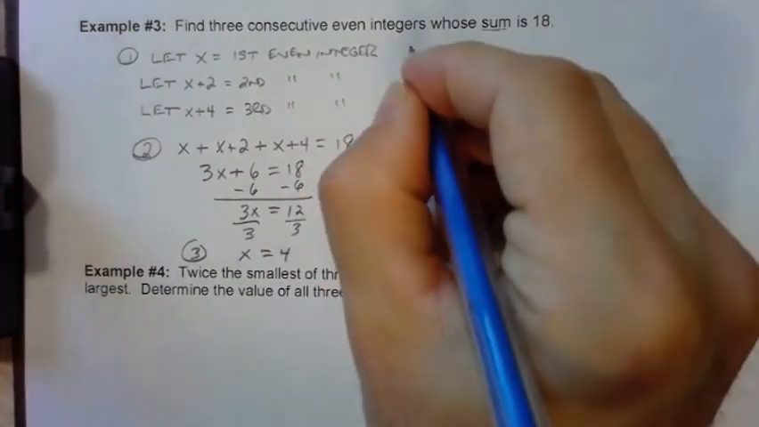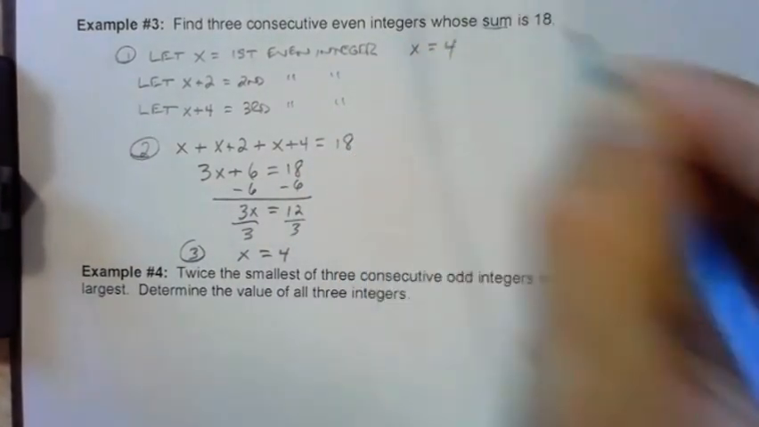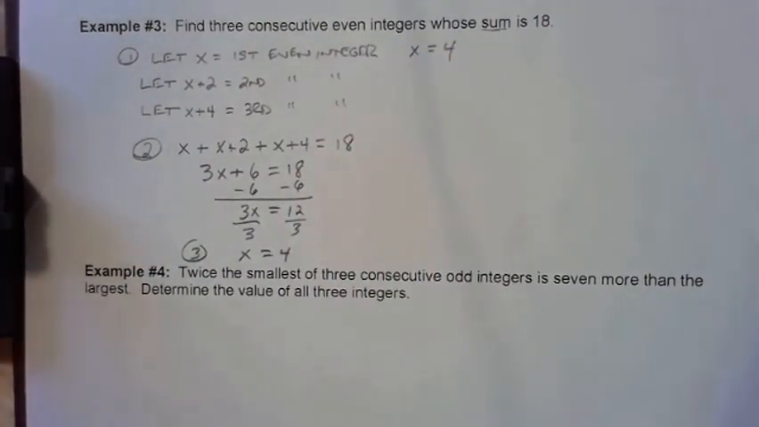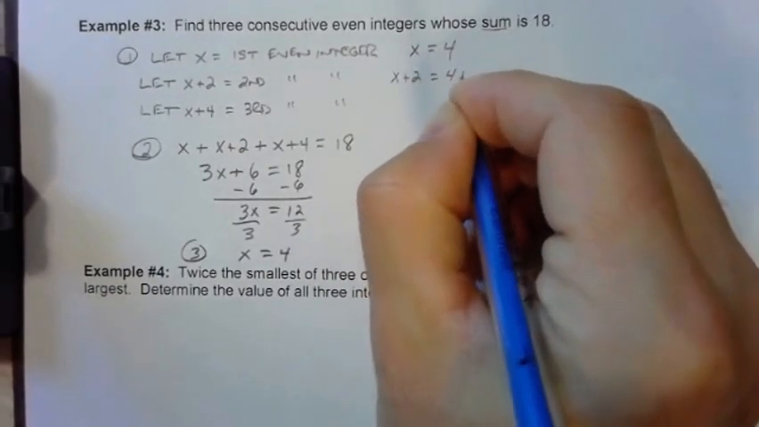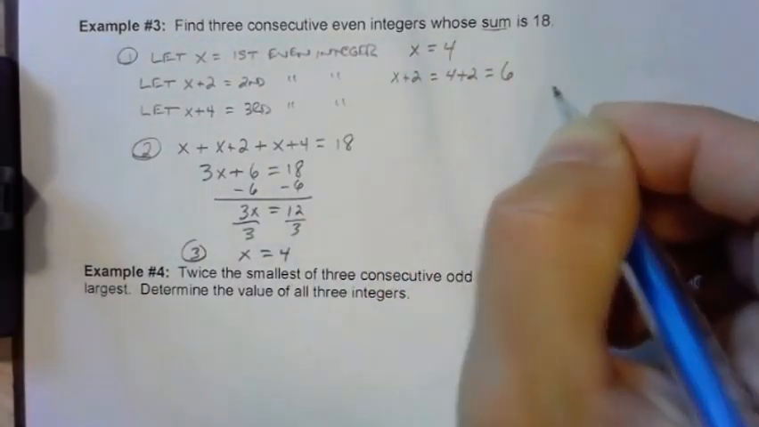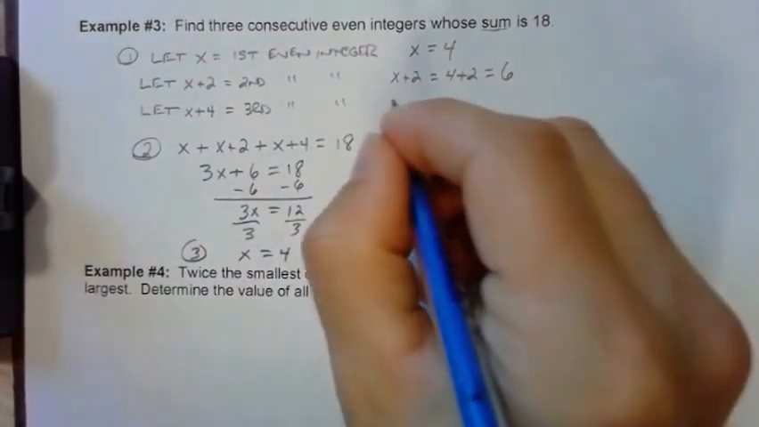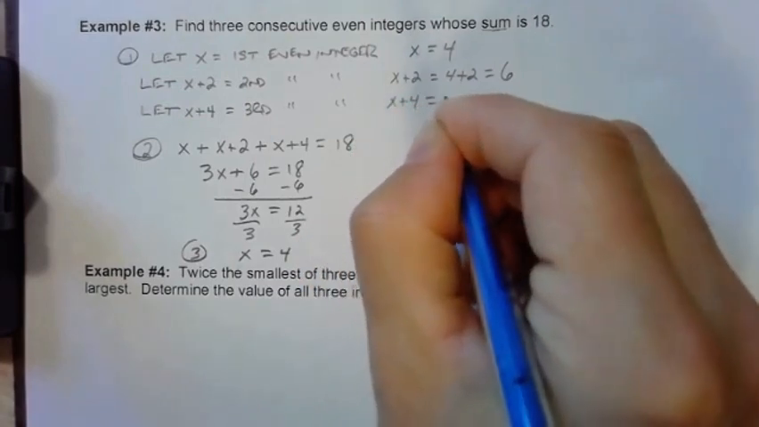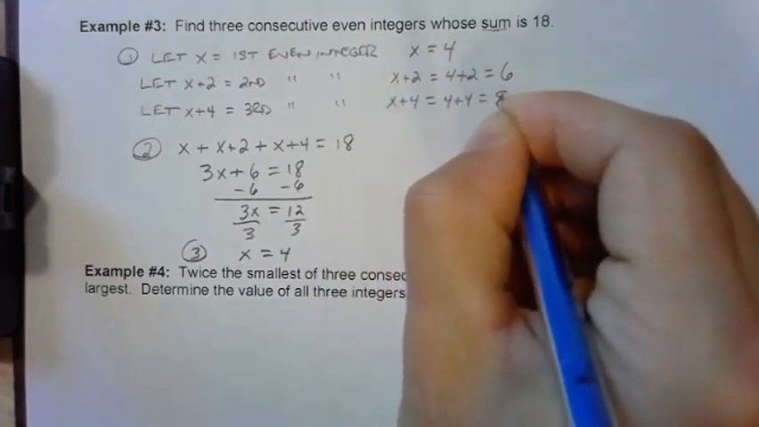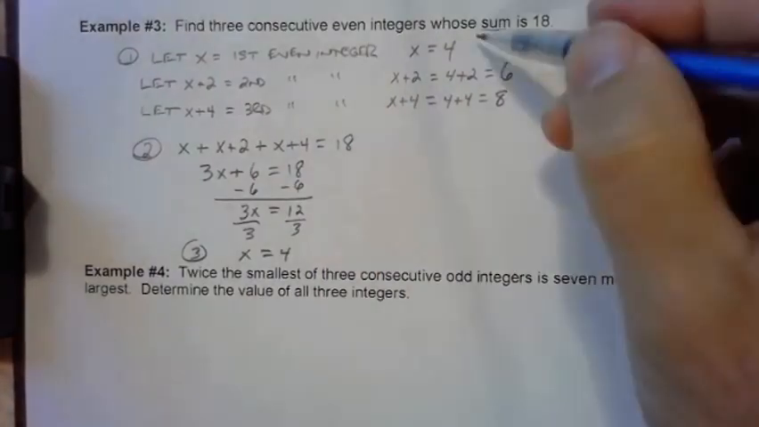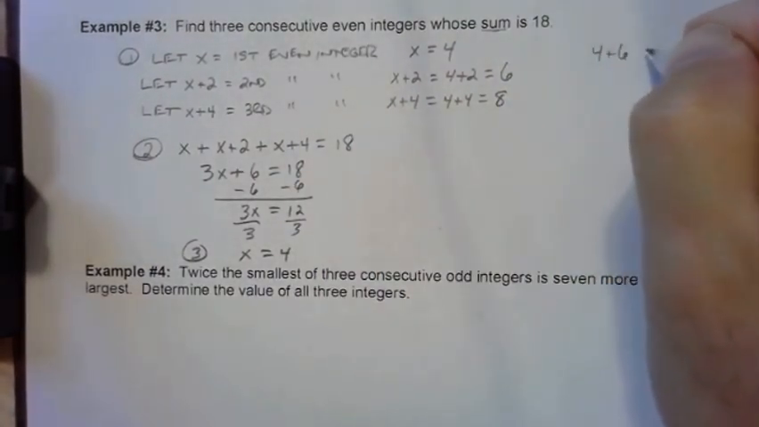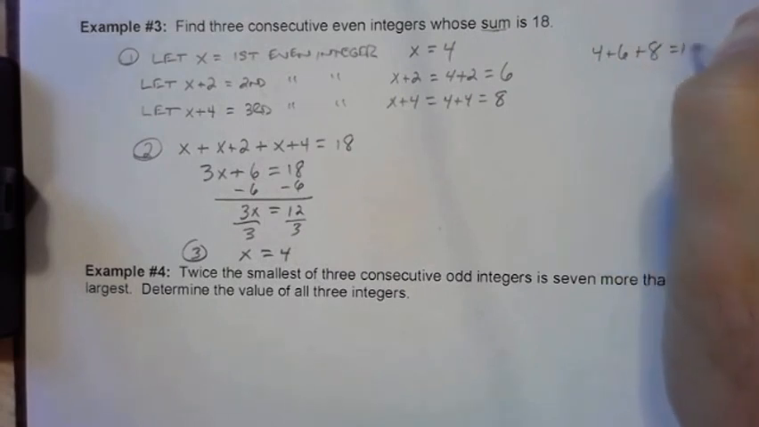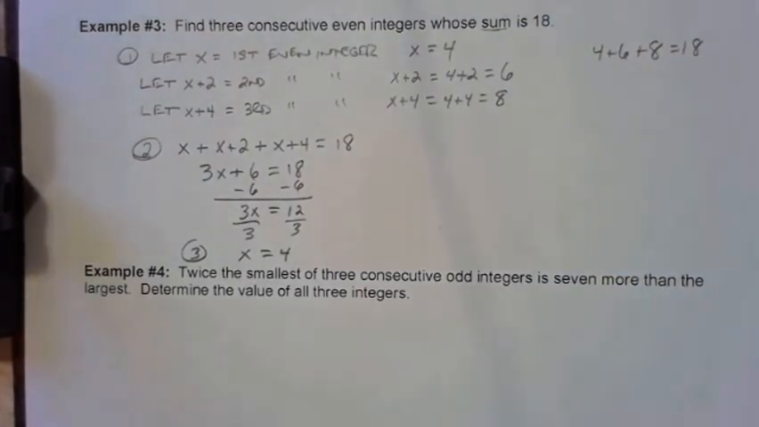My first even integer is 4, and I already know I'm off to a good start since 4 is an even number. My second even integer is x plus 2. That becomes 4 plus 2, which is 6. And then my third integer, x plus 4, becomes 4 plus 4, or 8. If I add these three numbers, I should get 18. Well, 4 plus 6 I know is 10. 10 plus 8 is 18, so that works out.